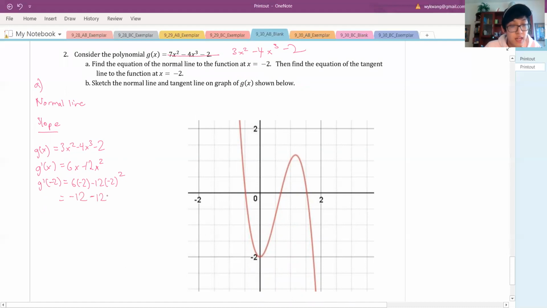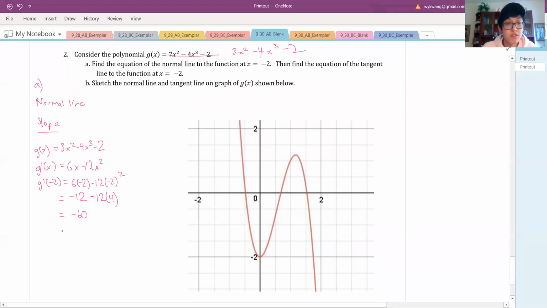So that is going to be equal to negative 12 minus 12 times 4. That's a very steep slope: negative 12 minus 48, so it's going to be negative 60. Okay, so that's the slope of the tangent line.